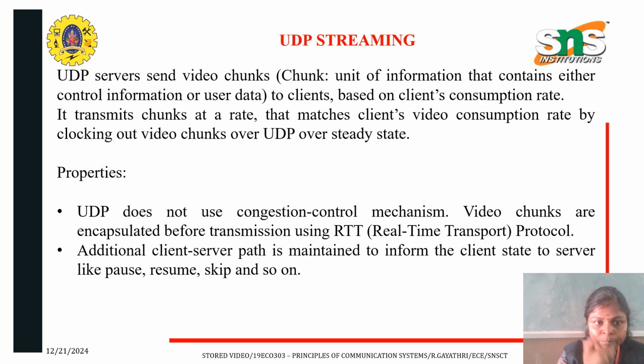UDP streaming. The UDP server sends the video chunk, the unit of information that contains either control information or user data, to clients based on client's consumption rate. It transmits the chunk at the rate that matches the client's video consumption rate by clocking out video chunks over UDP over steady state.